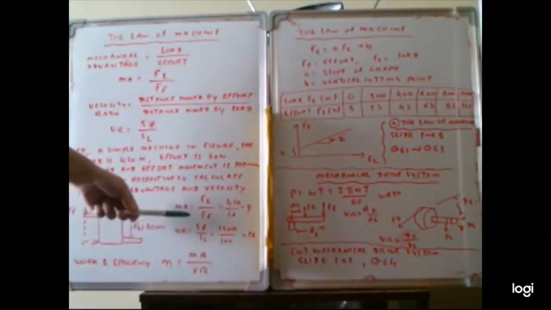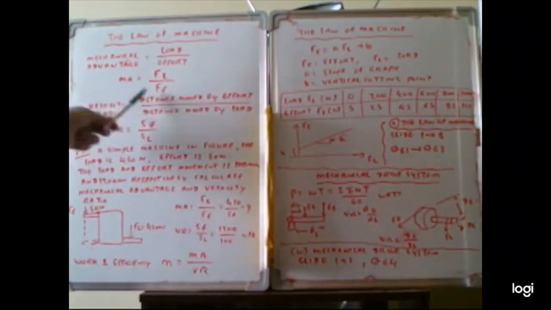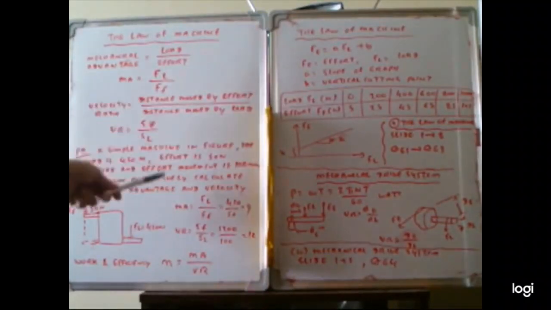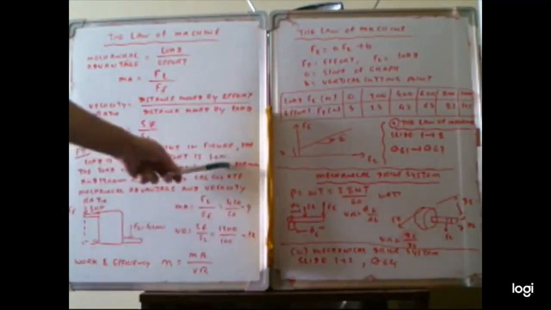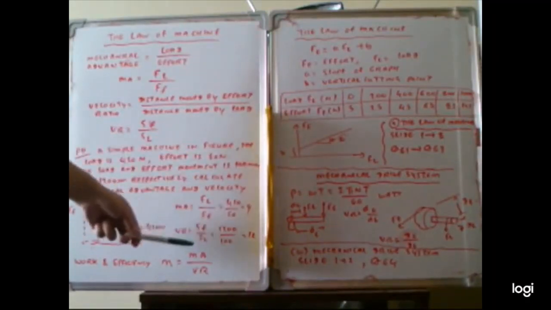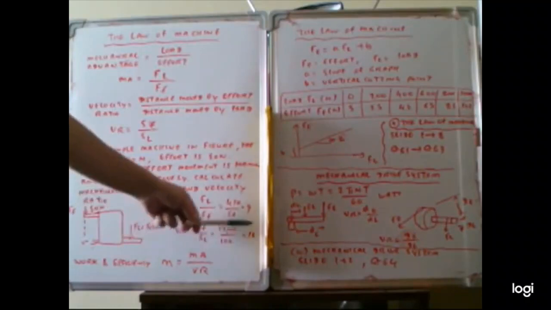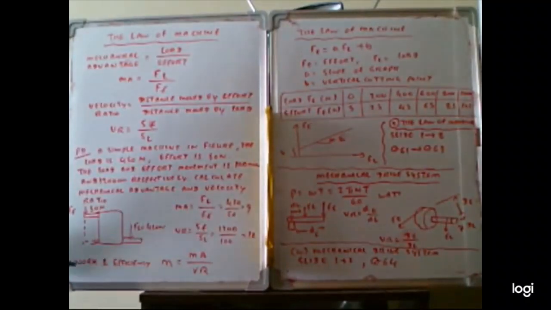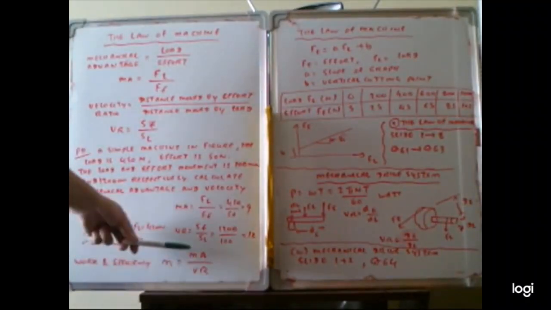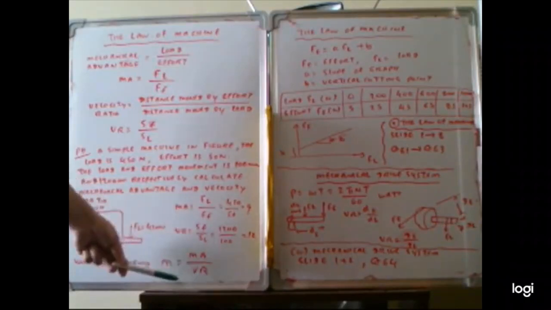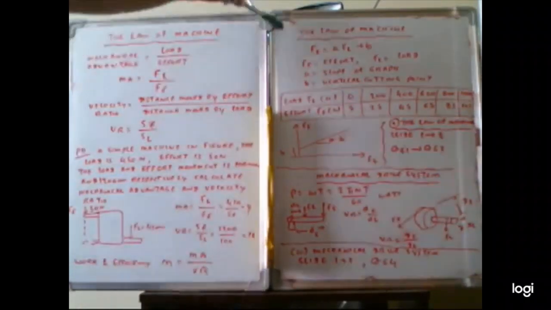Velocity ratio: this is the distance moved by the effort. The distance moved by the effort is 1200, and the distance moved by the load is 100. So SE by SL is the VR, 1200 divided by 100, you get 20. What about efficiency? η is equal to mechanical advantage divided by velocity ratio. The law of the machine.